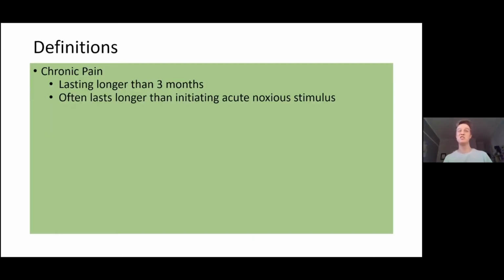This is probably the only simple definition I would write for this: chronic pain is pain lasting longer than 3 months. And to be slightly less upfront, I would say it lasts longer than 3 months and outlasts the conditioning stimulus. So I would say it often is longer than the acute noxious input.